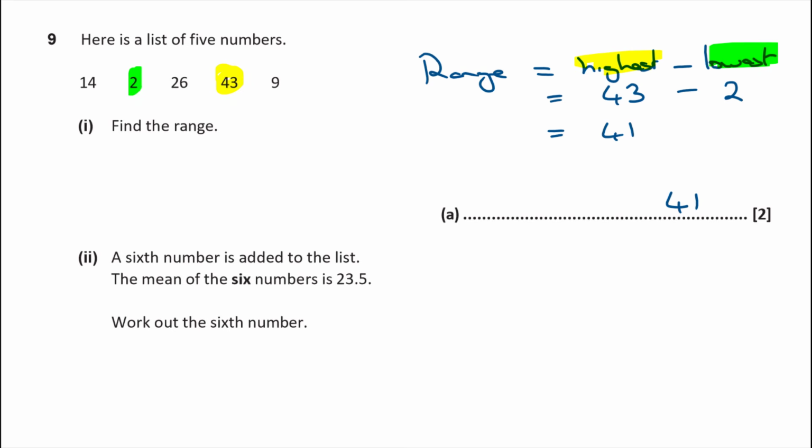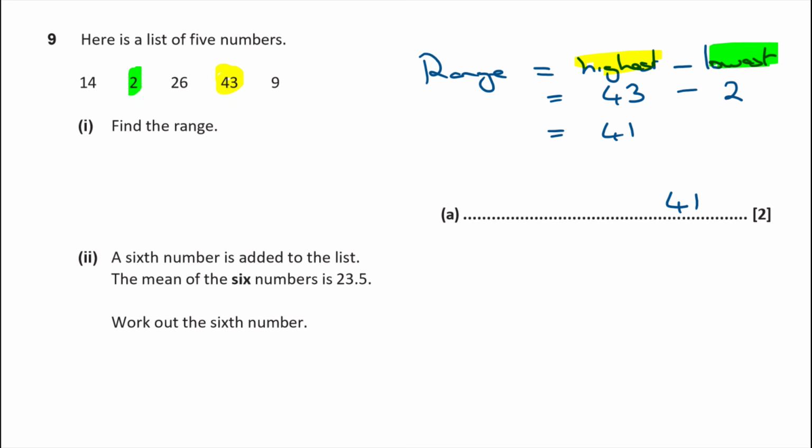Okay. Right, well, to work out a mean, you have to add all your numbers together, and you need to divide by the number of numbers, and it's going to give you the mean. Okay. Now we're not quite doing that here, are we? We need to work backwards. So let's say I added all my numbers together, and I divided by the number of numbers, which is 6, and I got 23.5.